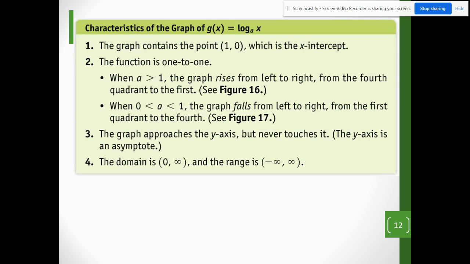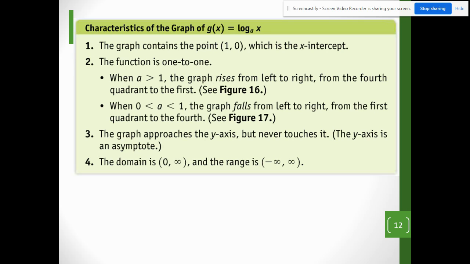Okay, so we have a rule. The graph always crosses the point (1, 0), which we saw in all of my cases. When the base is more than 1, the graph rises from left to right. It looked like it was going up. When my base is in between 0 and 1, the graph falls from left to right. So it looked like it was going down. The graph approaches the y-axis but never touches it. In neither of my cases did it reach it. It got close to it, yet it never touched it.